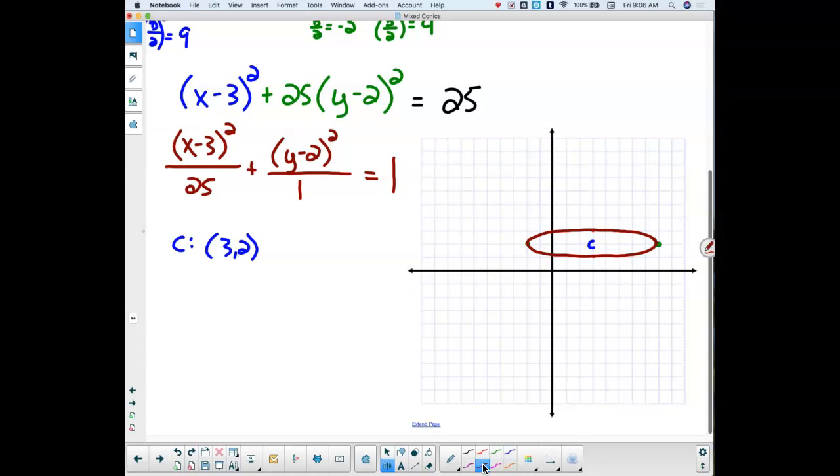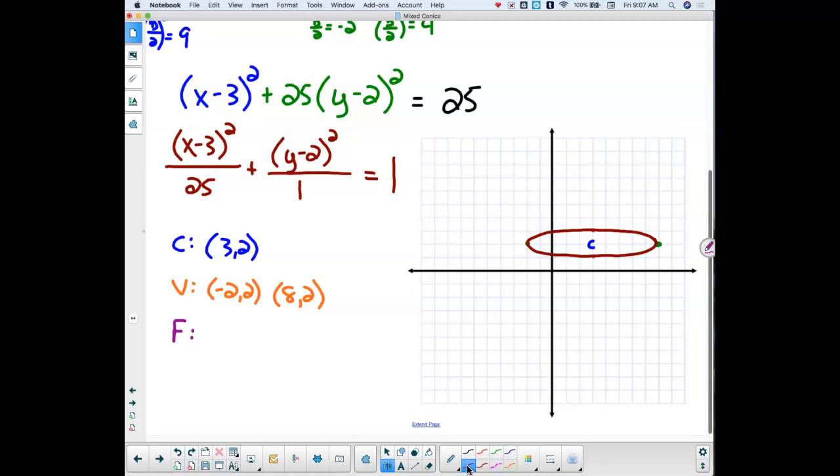Hey, sounds good. So, where are my vertices? We could talk vertices too on this one. Where are my vertices? -2, 2 and 8, 2. Where are my foci? Oh, that's a good one. Love it, but what don't I like about it?